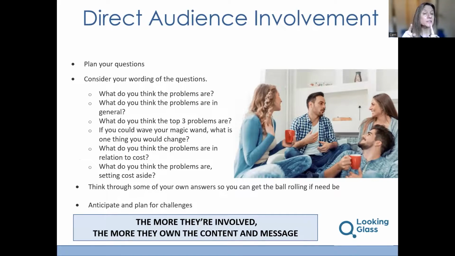Now, the way I phrase this will get different responses, and you might ask this in 2 or 3 different ways to get different angles on the same question. What do you think the problems are in general is different from what do you think the top 3 problems are? And we're expected to prioritize. If you could wave a magic wand, what is the one thing you would want to change? What do you think the problems are in relation to cost? Now we're really directing them down a particular path. What do you think the problems are setting costs aside?